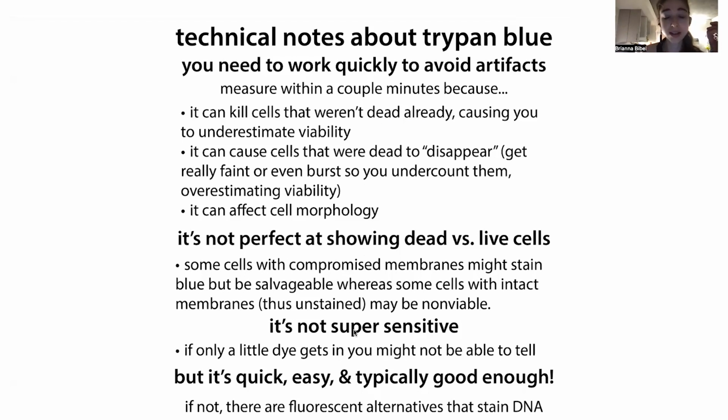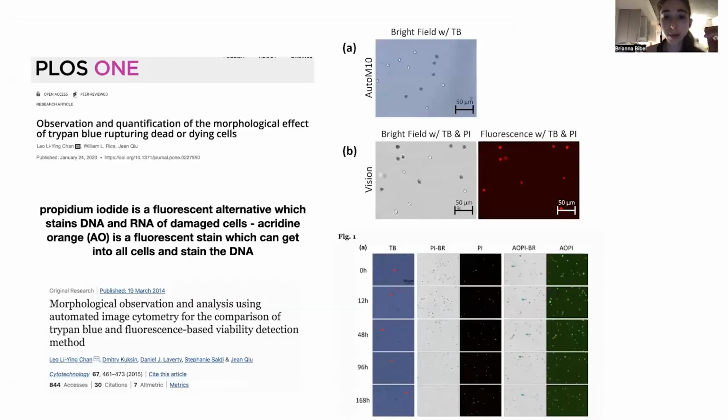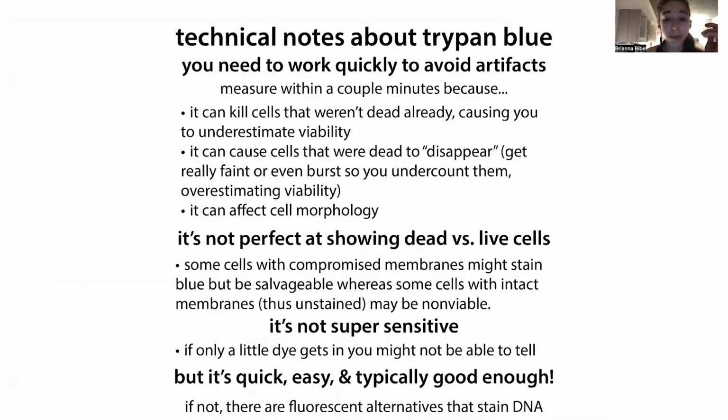good enough. It's also not super sensitive, and it's going to stain different cells a different amount. So if only a little bit of dye gets in, the cells are going to be a lighter blue, and if a lot gets in, they'll be a darker blue. As we saw when we were looking at the Countess screen, it could be really hard to tell whether cells are actually dead or alive. Some of these are dead and some are alive, but it can be really hard to tell. With the fluorescence methods, you can tell more easily, but then again, you need to have the fluorescence machine.